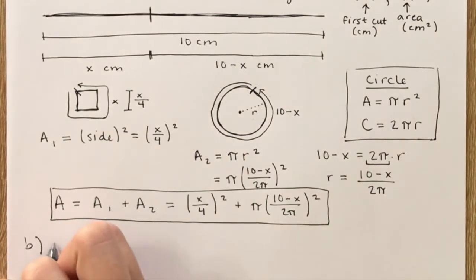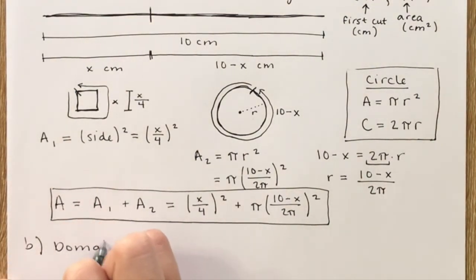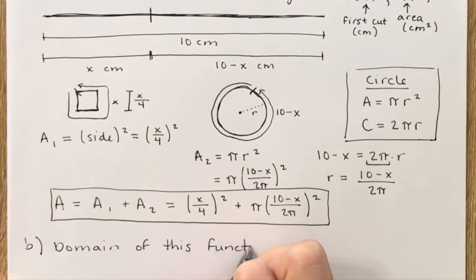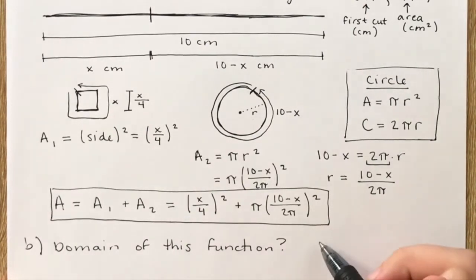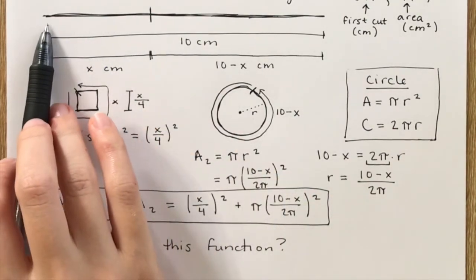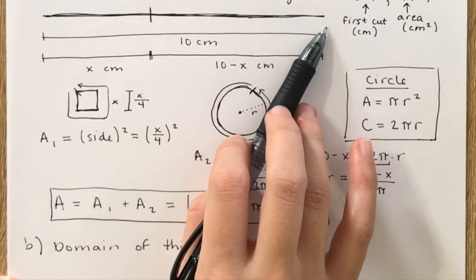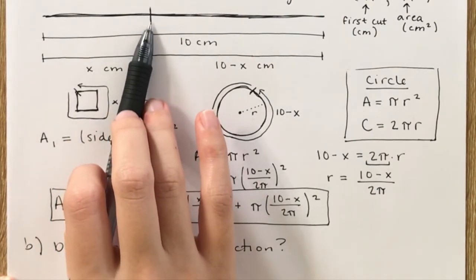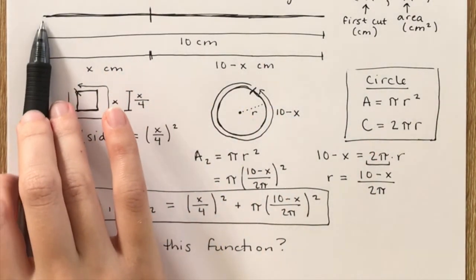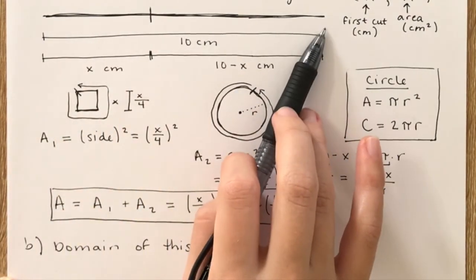What is the domain of this function? Well, domain is the collection of possible input values. Our input variable here is x. So what are the possible values for x? Let's look at our initial diagram. So we have this wire, it's 10 centimeters long, and x is the length where we cut the wire. So it can be anywhere along this length, right? Which means it can be anywhere between 0 and 10.